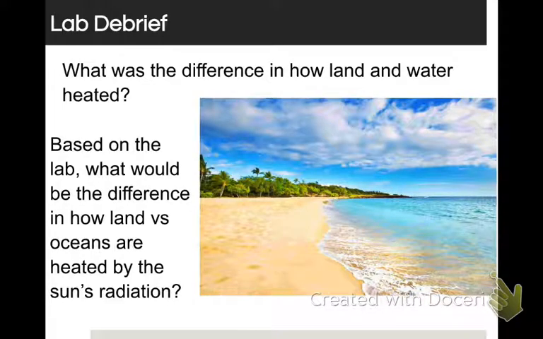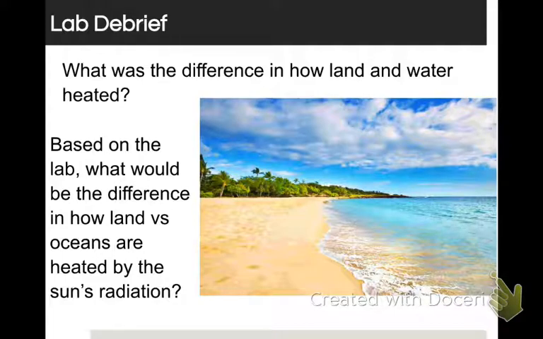Well, hopefully you saw that land heated much faster than water, and land also cooled much faster than water. So there is a very big difference. Your bucket of dirt should have gotten warmer very quickly, and the bucket of water should have taken a much longer time. Once you turn the lamp off, the bucket of dirt should have cooled off much more quickly, while the bucket of water cooled off much more slowly.